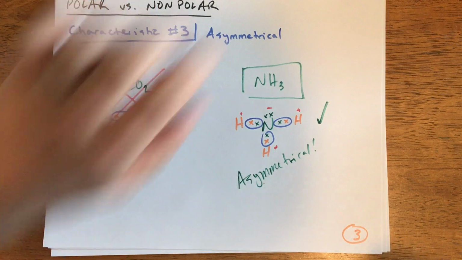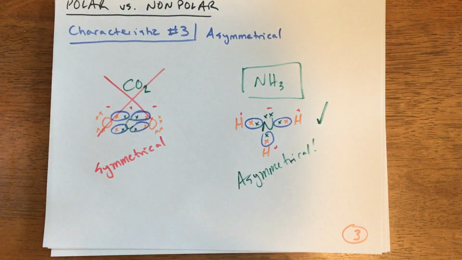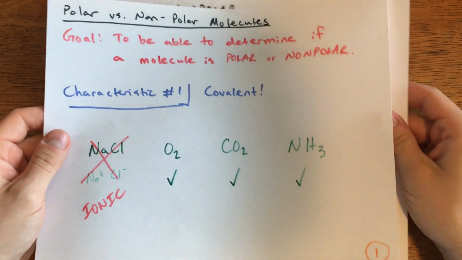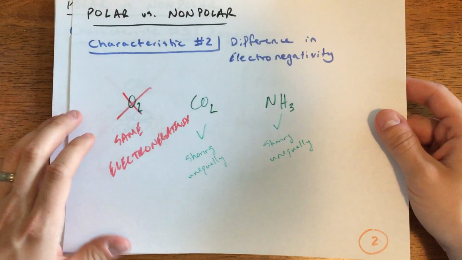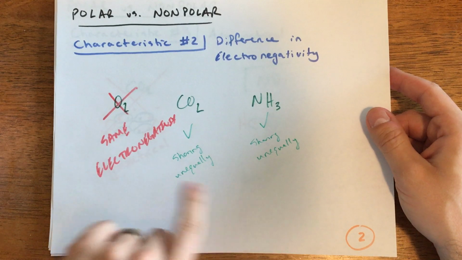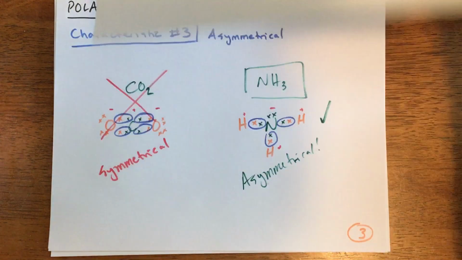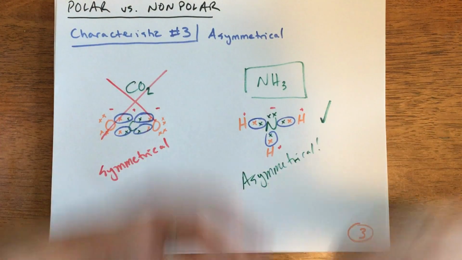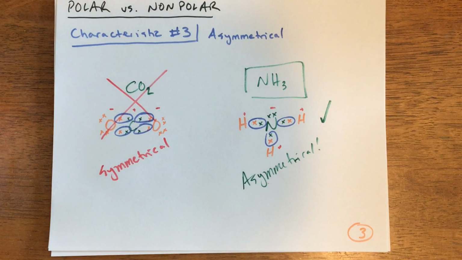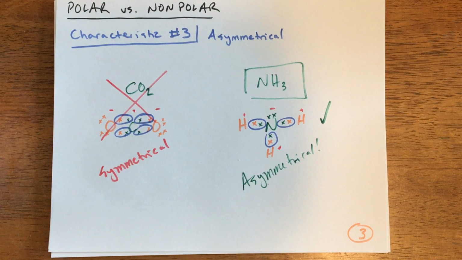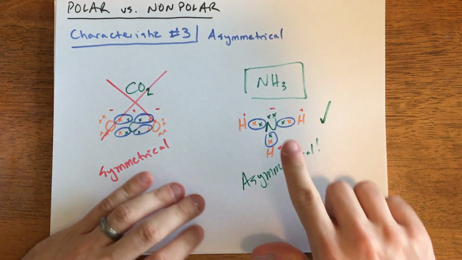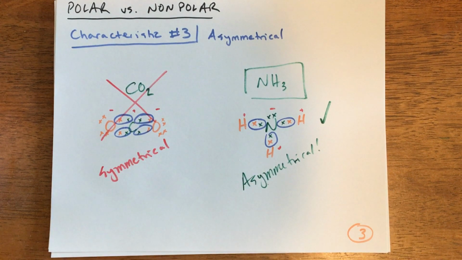So let's just review. In order for something to be polar, it must be a covalent bond so that the electrons are shared and could be shared unequally. It needs a difference in electronegativity so that the electrons are not shared equally, and it must be asymmetrical so that one end can be negative and one end can be positive. If it's symmetrical, like the carbon dioxide is, probably not going to be polar. And that's how we could identify ammonia as our polar molecule.